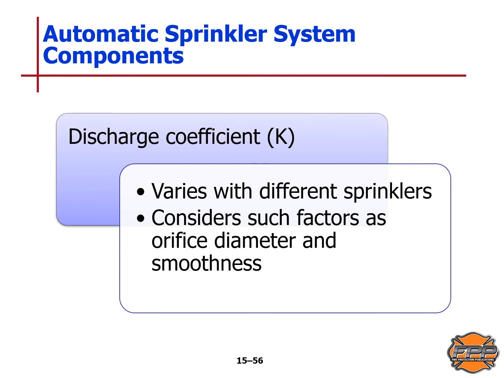The discharge coefficient, or K, varies with different sprinklers. It considers such factors as orifice diameter and smoothness.